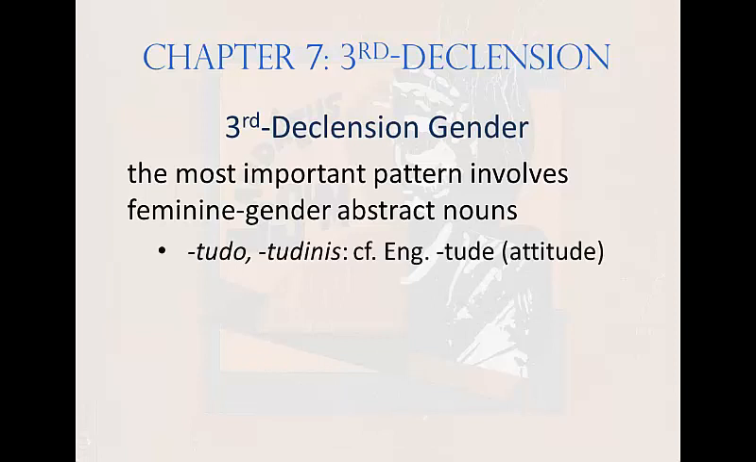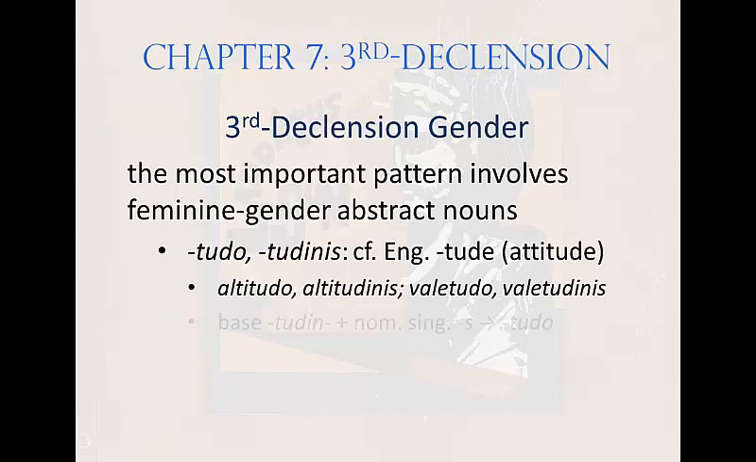The next pattern is -tudo, -tudinis. Many English words ending in -tude, such as attitude, are borrowed from Latin words which have this suffix. Here are 2 examples of that category: altitudo, altitudinis, meaning height, and valetudo, valetudinis, meaning health. Here the base -tudin is added to the nominative singular -s and suffers considerable contraction down to -tudo.